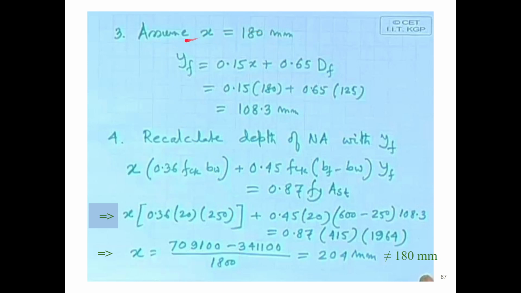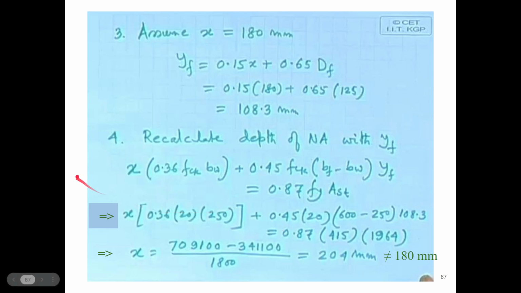Okay, so taking the value of x as 180 mm, and the depth of flange as 125 mm, the yf value is calculated as 108.3 mm. Now we will equate the forces again. In case 3, if you remember, we took the web as different and the flange as different, and we assume that up to yf the stress value will be constant at 0.45 fck. So equating that, we get x into 0.36 into fck into bw plus 0.45 into fck into bf minus bw into yf equal to 0.87 fy Ast.